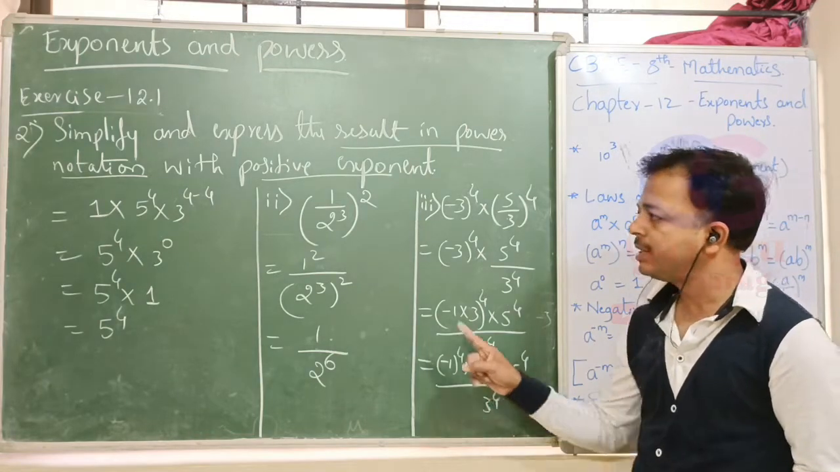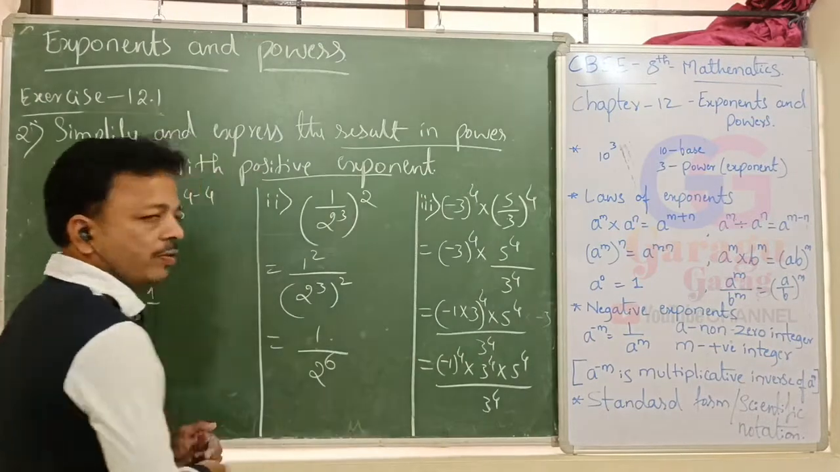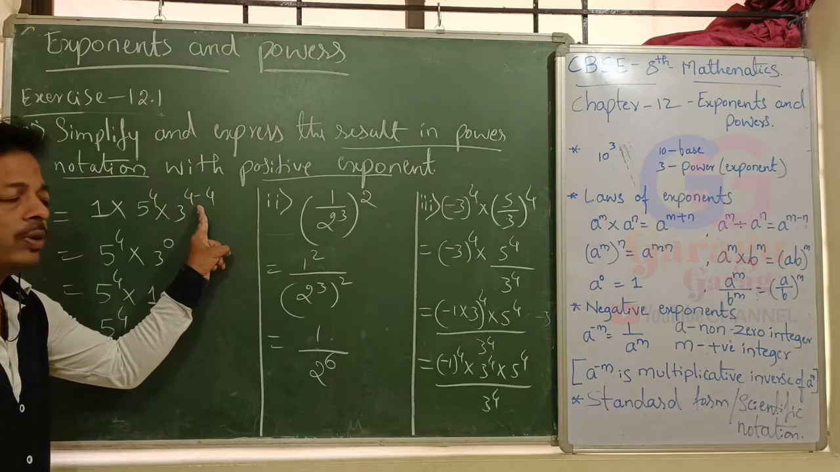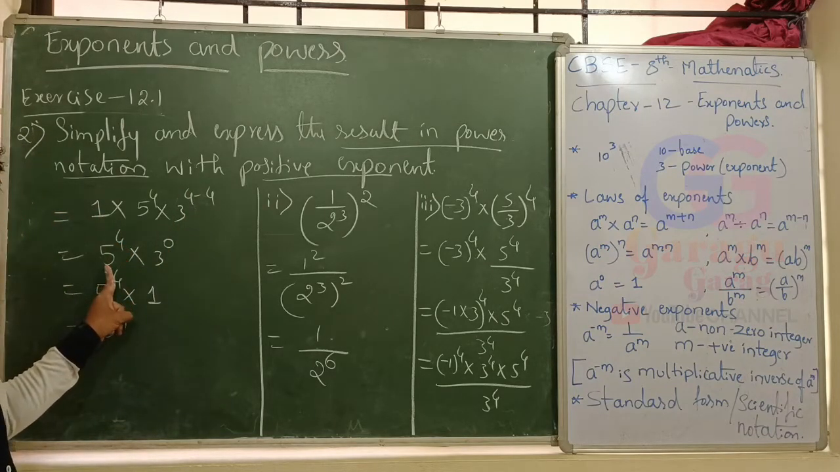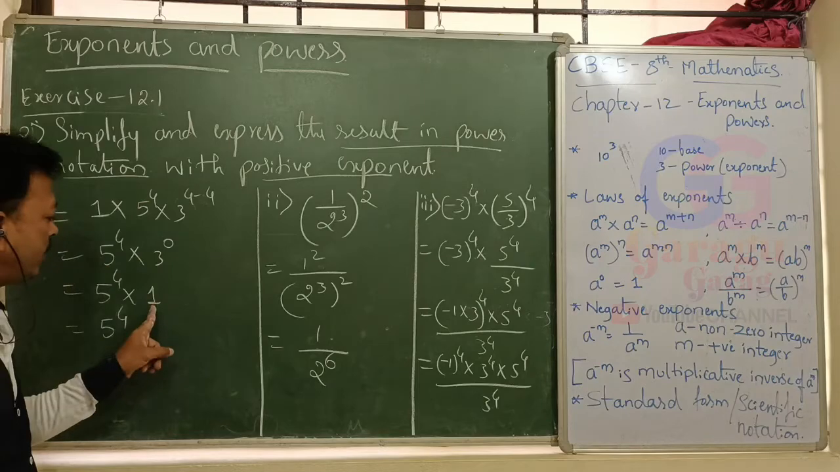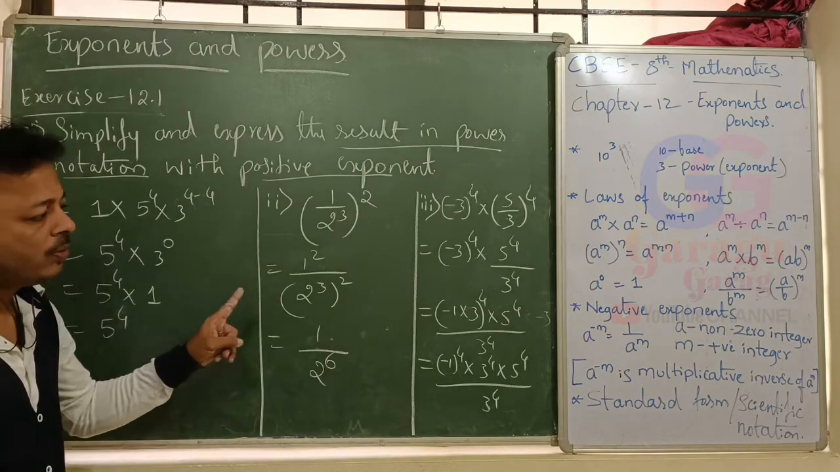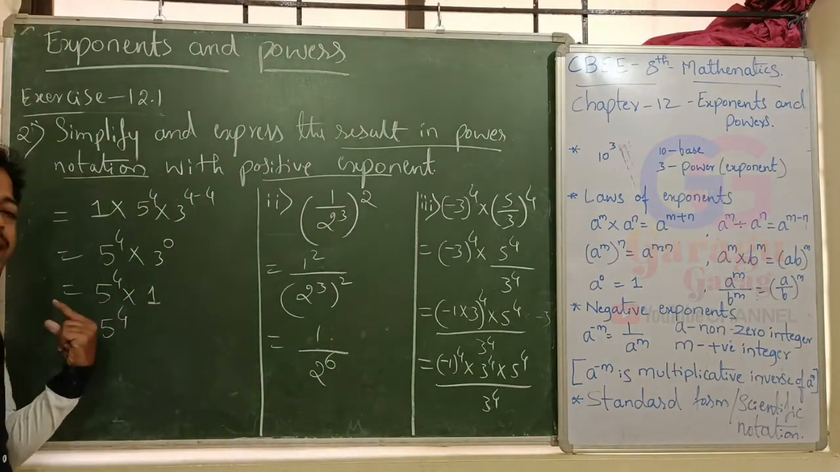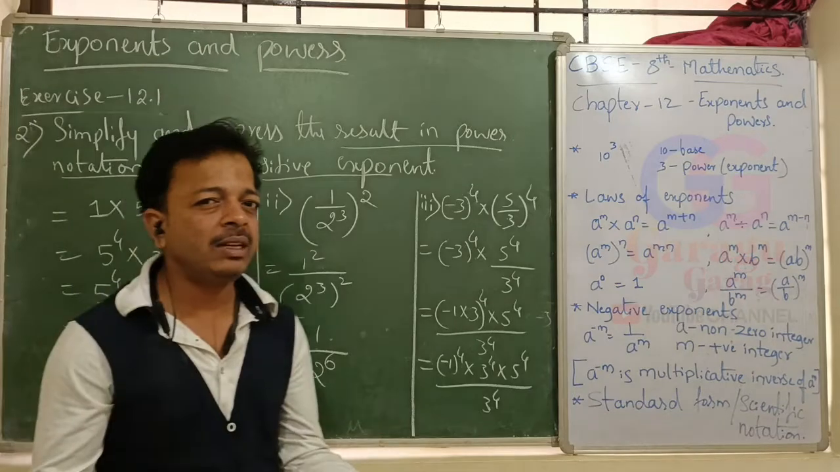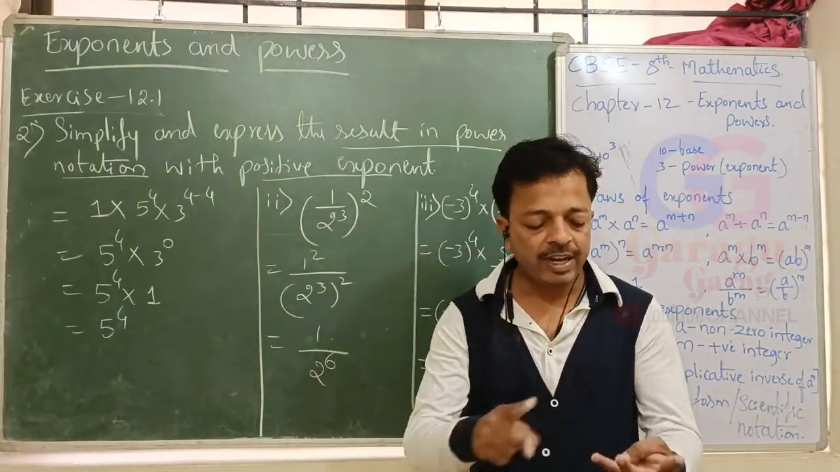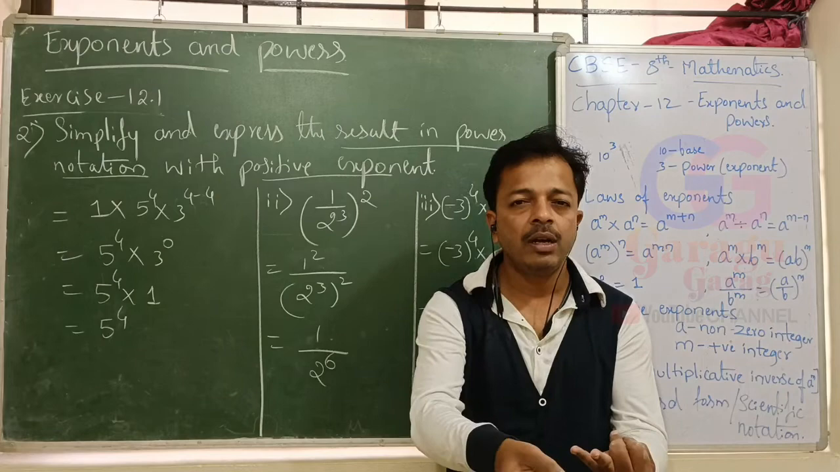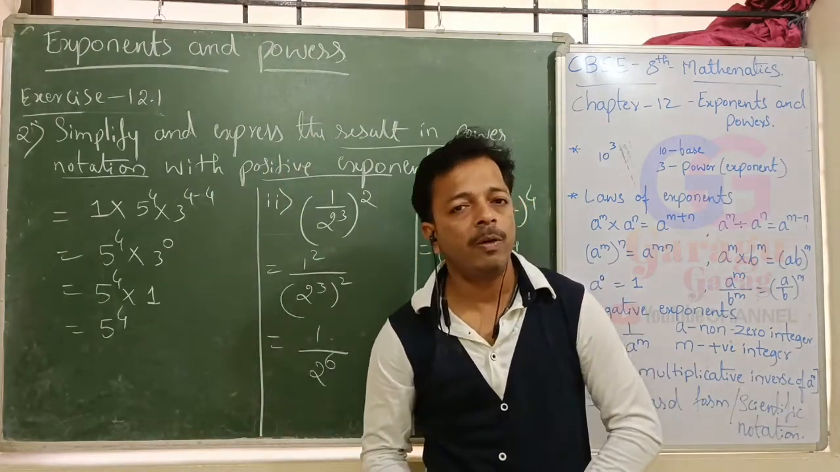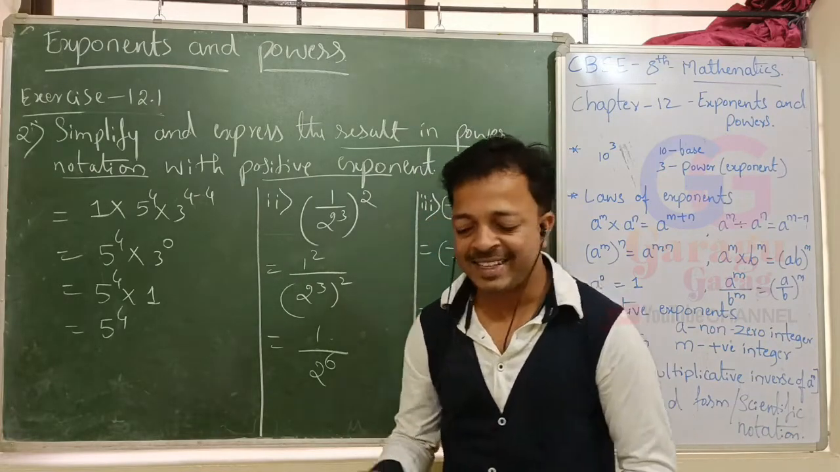So this 3 raised to 4 is there. Minus 1 raised to 4 will become 1 only, into 5 raised to 4 into 3 raised to 4 minus 4, which is 0. You will get 1, and 5 raised to 4 into 3 raised to 0. What is a raised to 0? A raised to 0 is 1. So 1 into 5 raised to 4 is 5 raised to 4 only. Don't write it as a particular value, that is 5 into 5 is 25, 25 into 5 is 125. Don't write that, because they told to give the answer only in exponent form. It's a very easy concept.